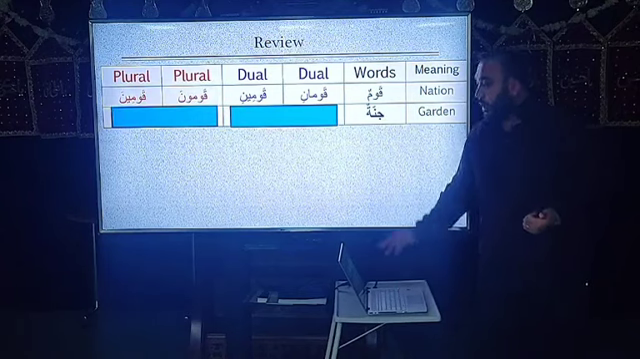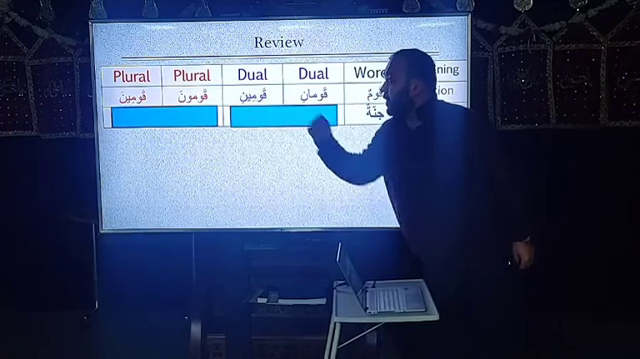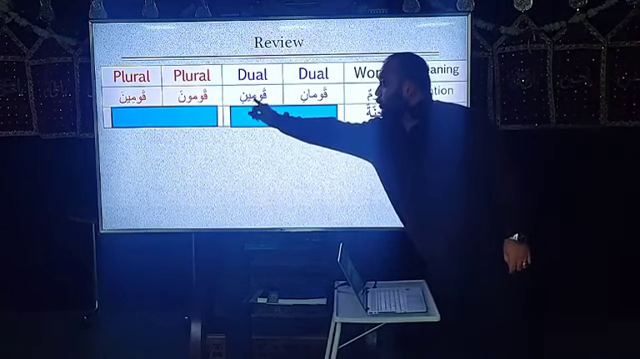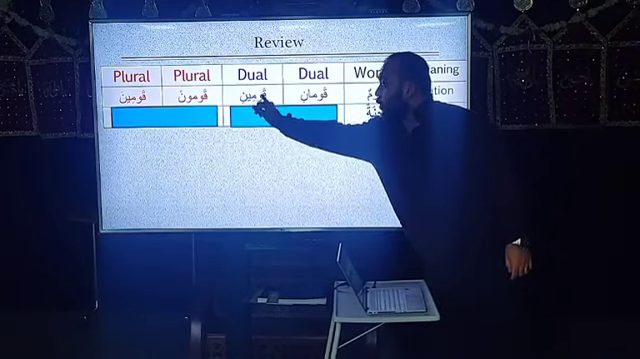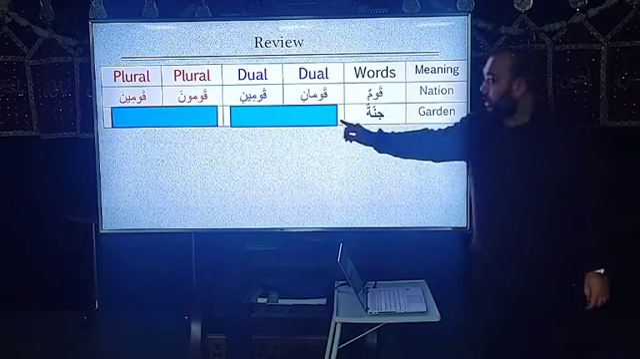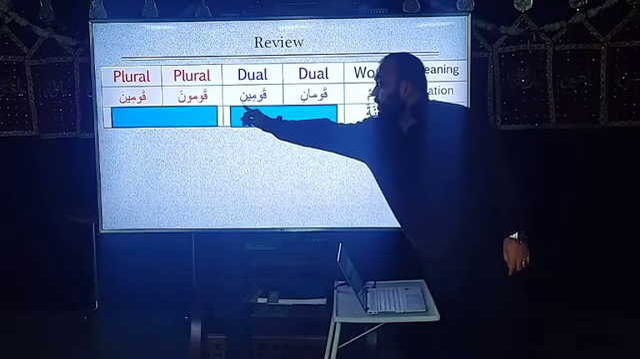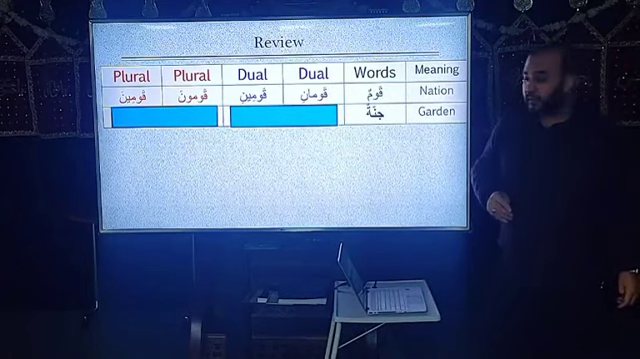So qawmuna and qawmina. This one is wrong. The mim needs to have a fatha. This is qawmaini. Yeah, this is wrong. So it needs to be qawmaini, and the next one is qawmini. Yeah, the nun has a fatha here, and the nun has a kasra, and the second one, the mim has a kasra, and the nun has a fatha.